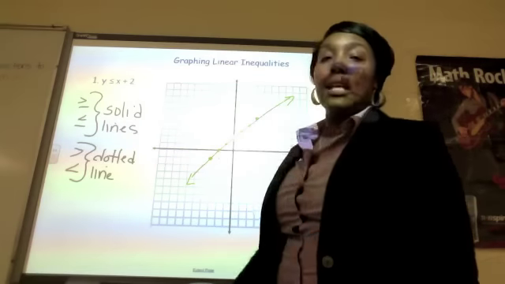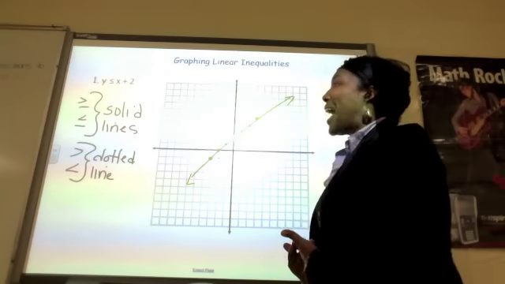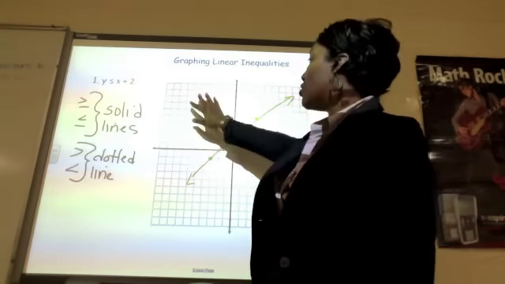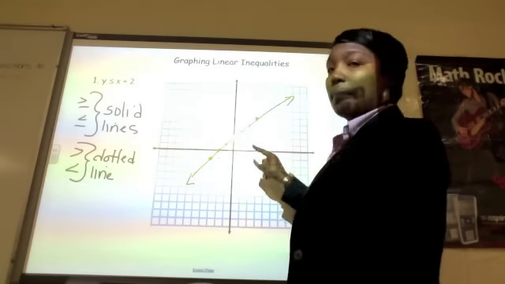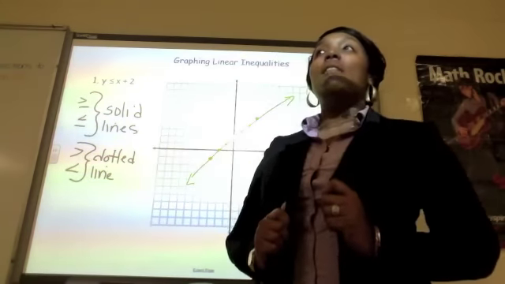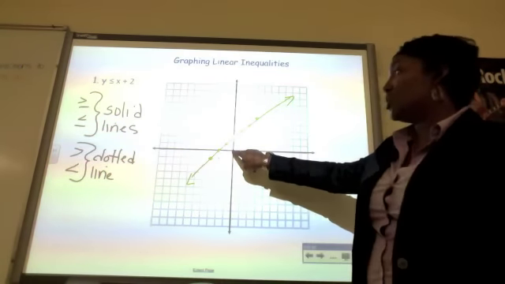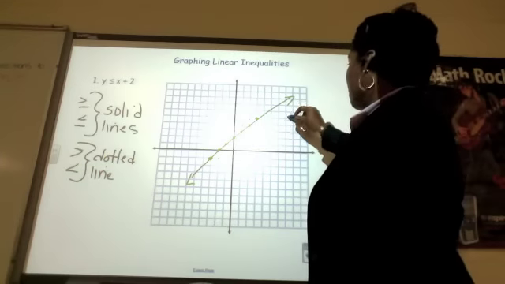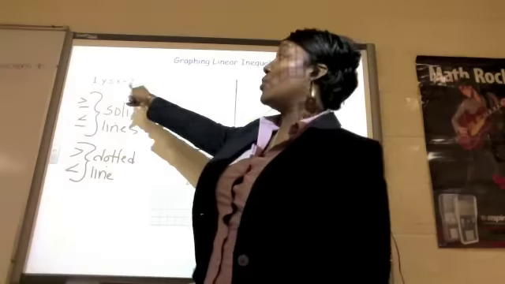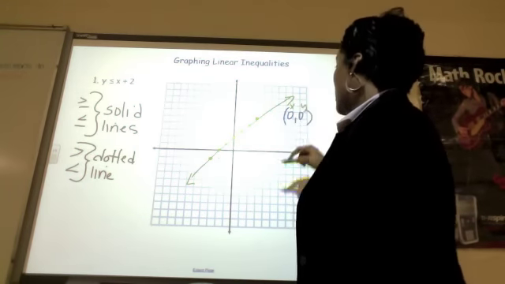The next important thing is you'll need to shade. To determine which side we should shade, we're going to have to choose a point on either side of the line. So we're going to make it easy on ourselves. The first point, our favorite point, is 0, 0, which is here. What I'm going to do is substitute it into my equation. Again, I label my points. This is my x, this is my y.